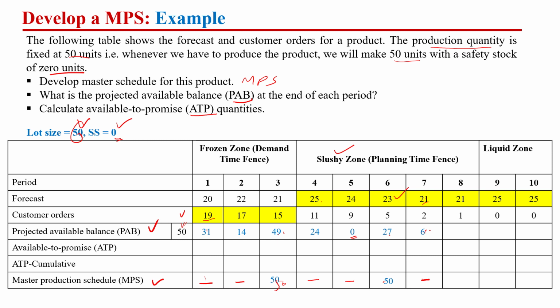Again, with the help of this 6, I cannot meet this demand. So that means 50 is going to be over here. So 6 plus 50 is 56, minus 21 is going to be 35. And then 35 minus 25 is 10. Again, with the help of this 10, I cannot meet this demand. I have to produce 50 over here. So 60 minus 25 is 35, right?